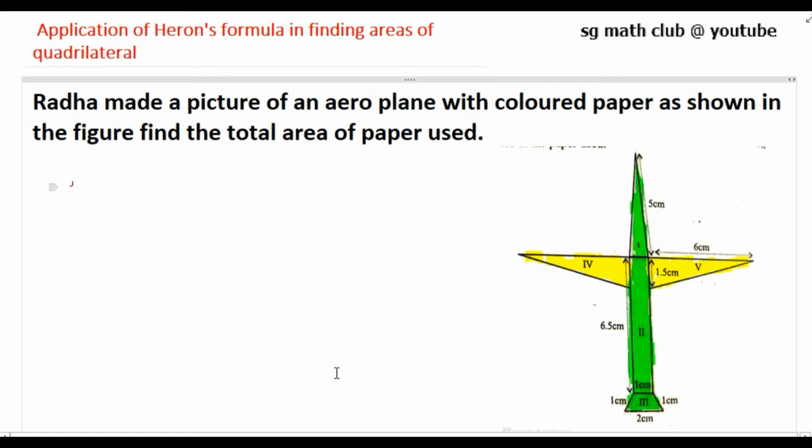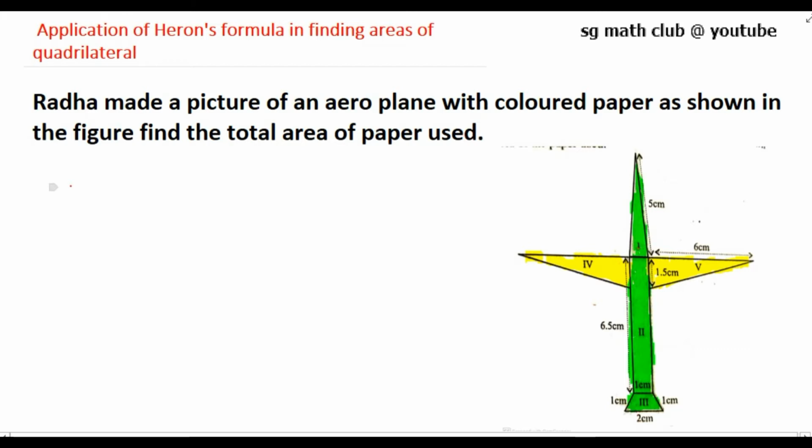We have already seen Heron's formula and also its application in finding areas of quadrilaterals. Today we will do some problems based on that. The first question is: Radha made a picture of an aeroplane with colored papers as shown in the figure. Find the total area of paper used. You can see an aeroplane here and it is divided.